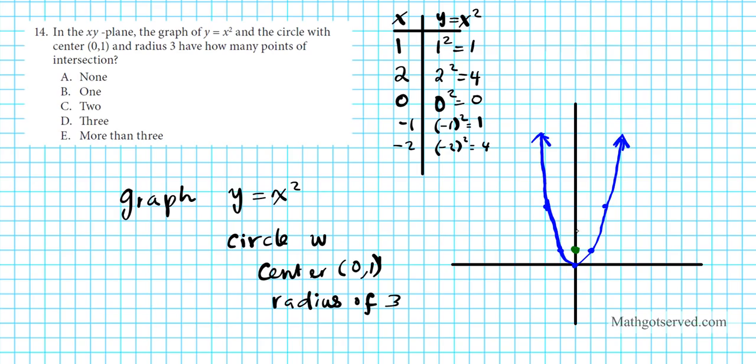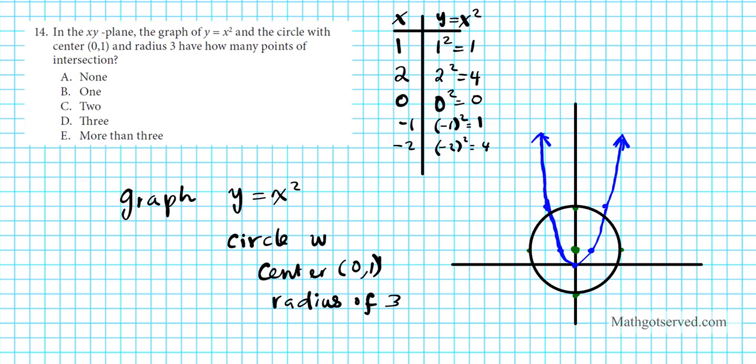I'm going to go north, 1, 2, 3. South, 1, 2, 3. East, 1, 2, 3. And west, 1, 2, 3. Remember, these are just sketches to help us see the general orientation of the curves, and then we can see how many intersections occur, okay? All right, so there goes my circle.